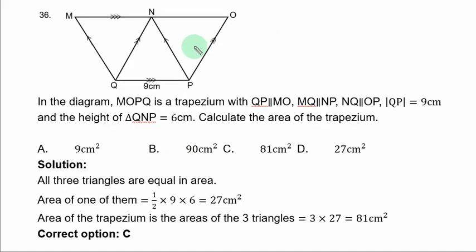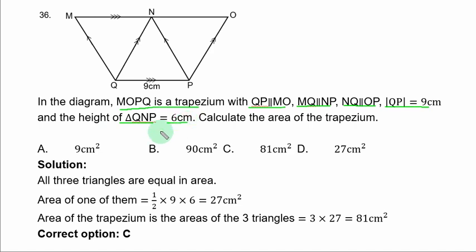Question 36. In the diagram, MOPQ is a trapezium with QP parallel to MO, MQ parallel to NP, NQ parallel to OP. QP is 9 centimeters, and the height of triangle QNP is 6 centimeters. Calculate the area of the trapezium.